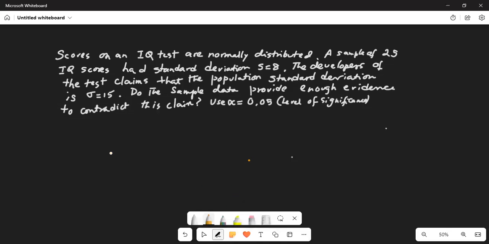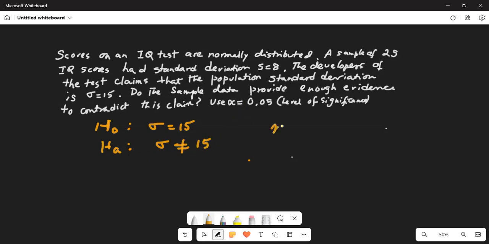Okay, so first we will write the null hypothesis, H sub 0: sigma is equal to 15. Now, that's what the developer claims. So the alternate hypothesis, since we do not know whether it is greater than or less than, definitely differs from, or is not equal to, 15.